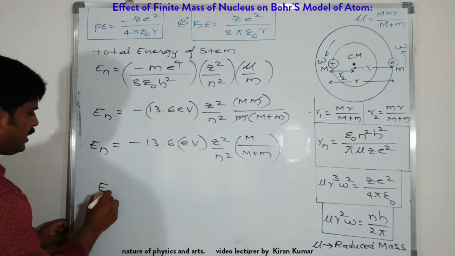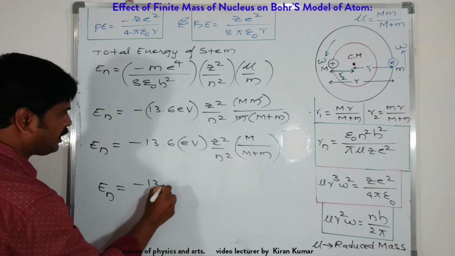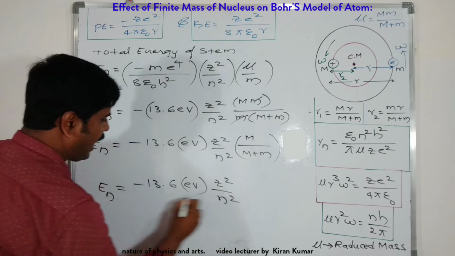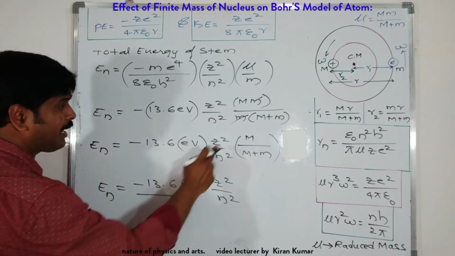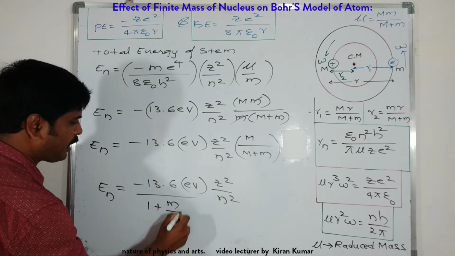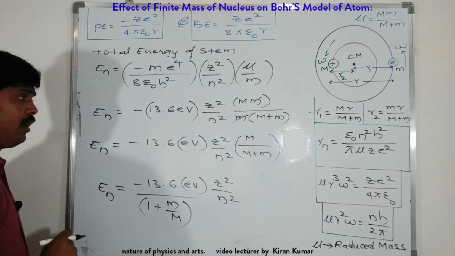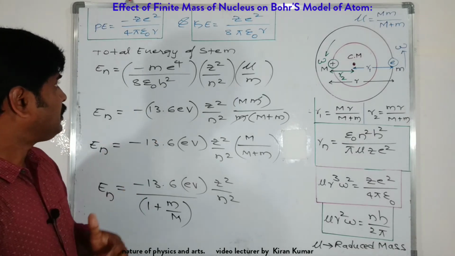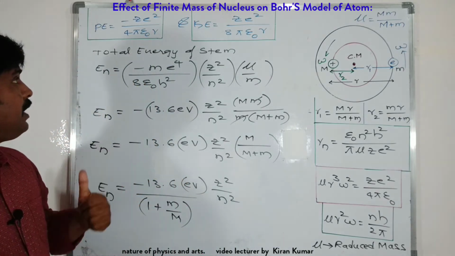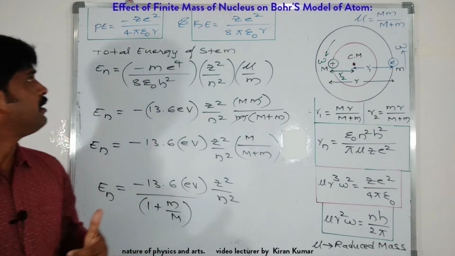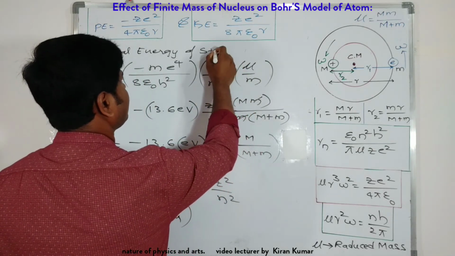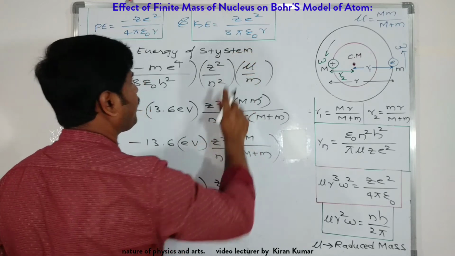Modifying the equation, En is equal to minus 13.6 electron volt Z square by n square, whole divided by 1 plus small m by capital M. This is the total energy of the system. Please copy this.